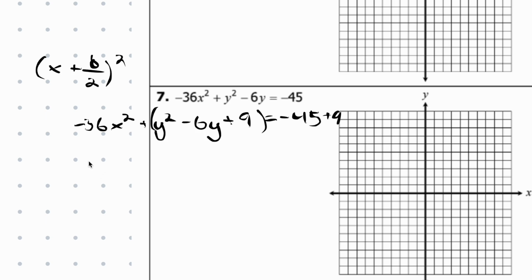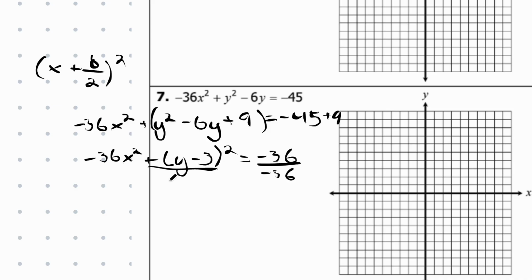And that's going to allow us to write negative 36x squared plus y minus 3, right? Because we are doing plus b over 2, and b over 2 is equal to negative 3. So y minus 3 squared equals negative 45 plus 9, which should give us negative 36. And at this point, we want our equation for hyperbolas to be equal to 1. So I'm going to divide each term by negative 36.